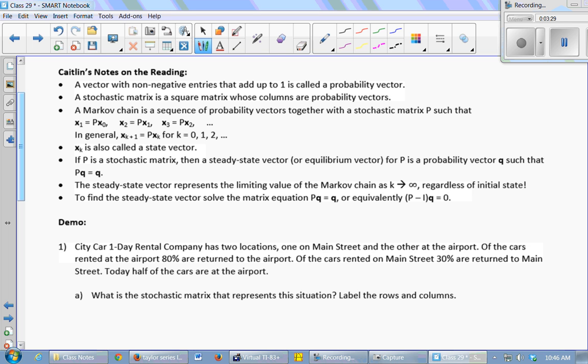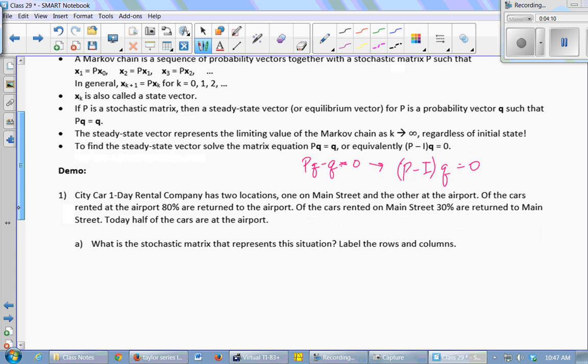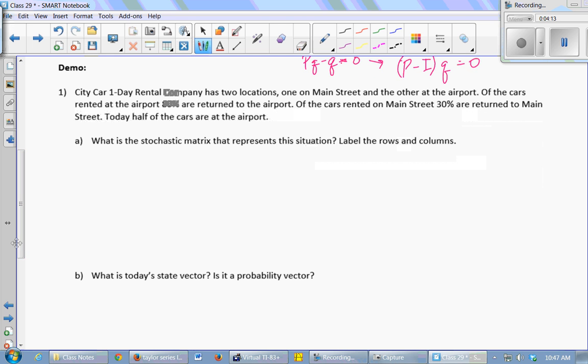And to find the steady state vector, you solve the matrix equation PQ equals Q for Q. Or equivalently, you subtract Q from both sides: PQ minus Q equals 0. Then factor out a Q. If I'm going to pull a Q out, I need not a 1 but an identity matrix. So P minus I times Q equals 0 is what you end up solving. All right, so we'll do a little demo, and I think this will be quite clear so that you can do some problems on your own.